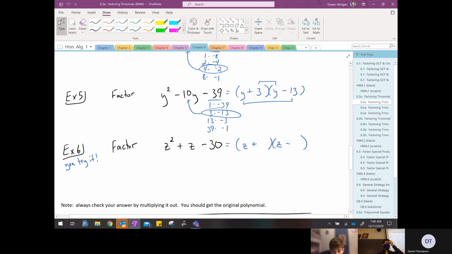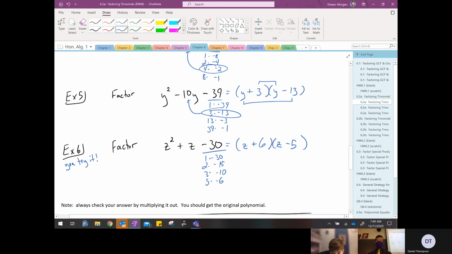All right, who's got example 6? Do I see a hand? All right, Jack McBee, what do you get? 6 and -5. I love it. That's great. So we got 1 and -30, 2 and -15, 3 and -10, 5 and -6.